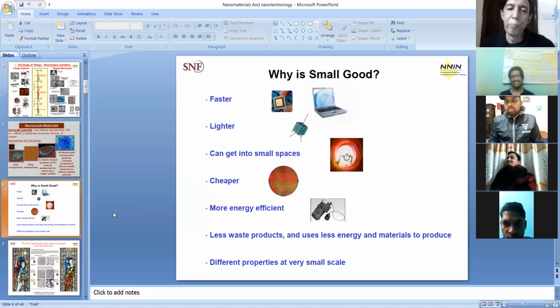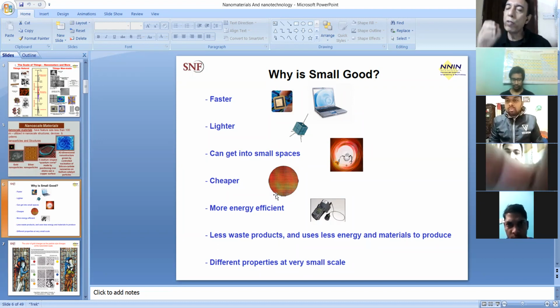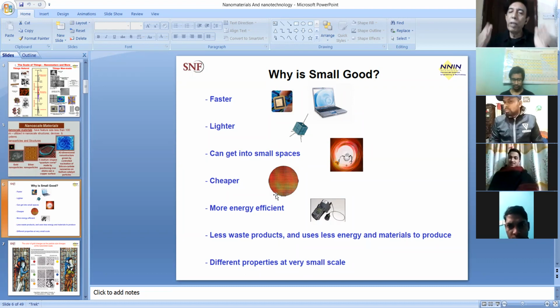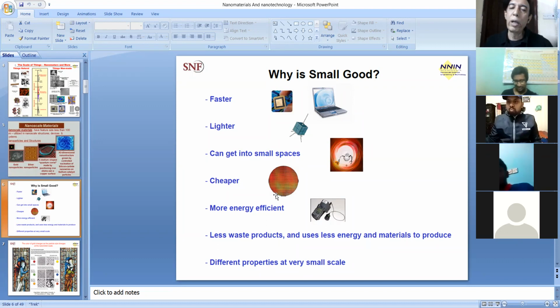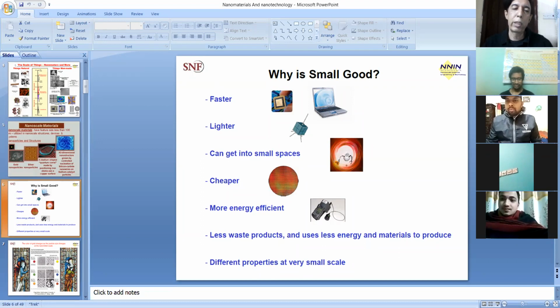So it should be cheaper because you require less material to make that. And it is more energy efficient because there is no loss of energy for that material. Everybody works together. So this is more energy efficient. We'll see about this later.